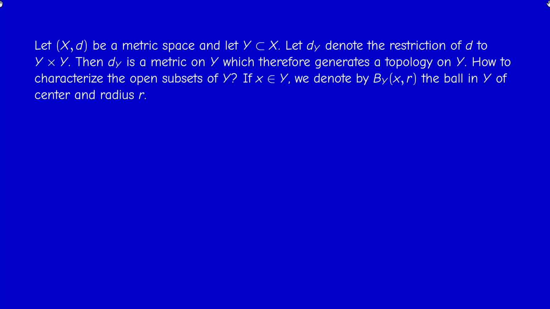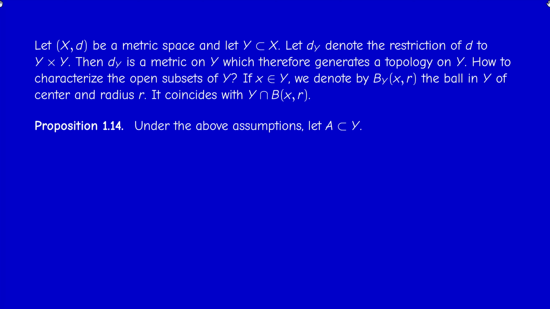But the ball in capital Y of center x and radius r, if x is in capital Y, is by definition the set of all z in capital Y whose distance to x is less than r. So we'll distinguish between the ball in Y, B sub Y, and the ball in X, that we just denote by capital B. We can also write B sub X, but it's not necessary. Now, this ball in Y, if you go back to the definition, is just the intersection of Y with the ball in the bigger space, capital X. Yes, this is by definition.